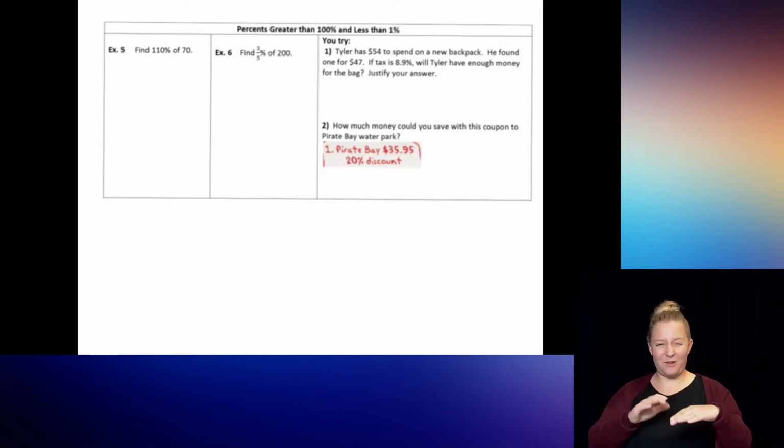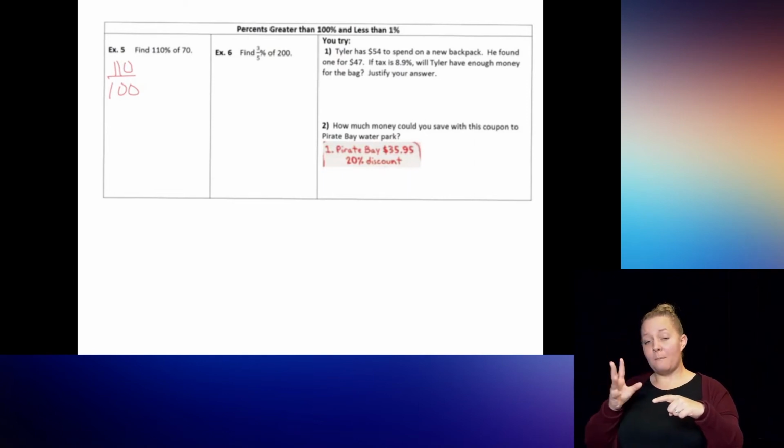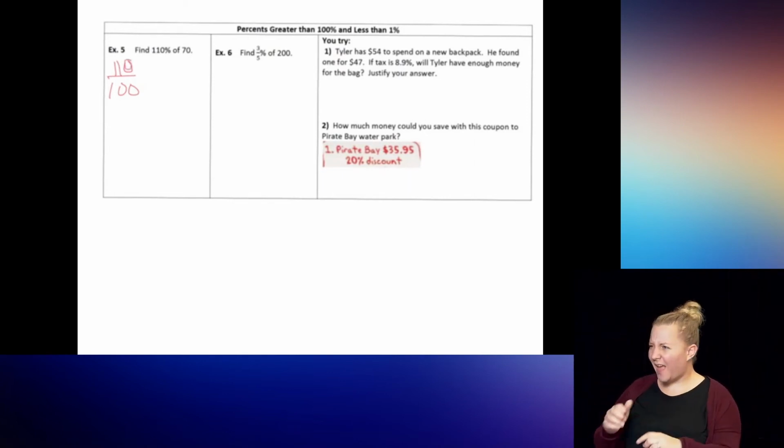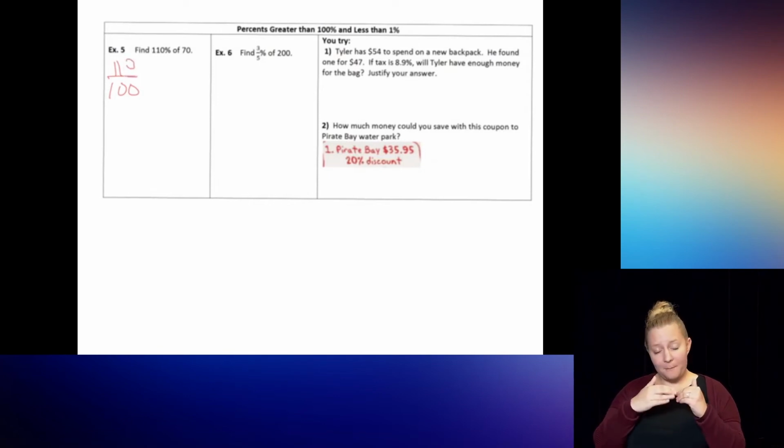So on this first example, if I'm going to use that fraction method, I would put 110 over 100. Not over 200, not over 1,000. Don't make up your own denominator like sometimes my students do. Percents are always out of 100. And then they say, but that makes it wrong. That makes an improper fraction. And I say, yes, it does. An improper fraction means it's more than one whole. And I know that's correct because it's more than 100%, so it's more than one whole. So that is correct. So I put 110 100ths times my 70 over 1.